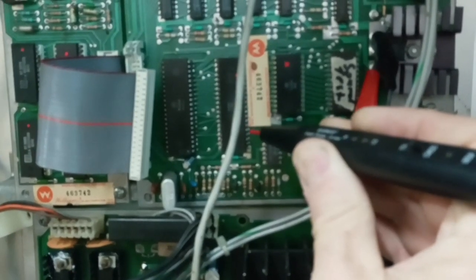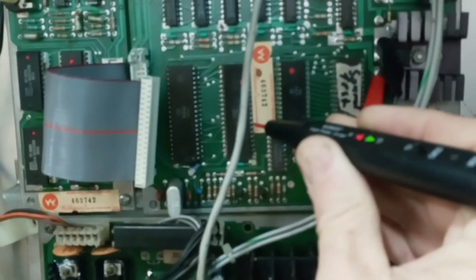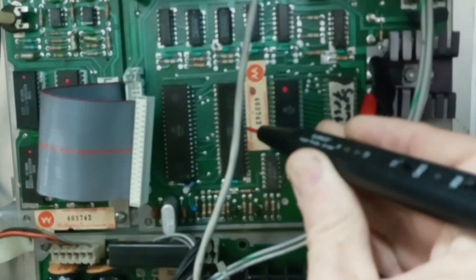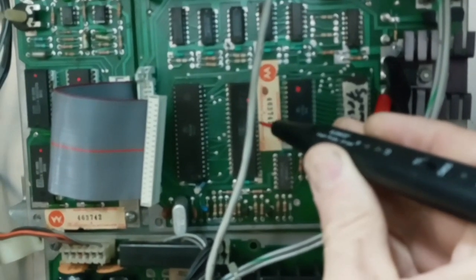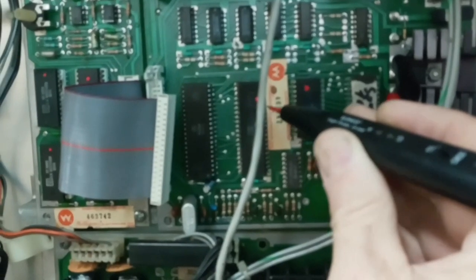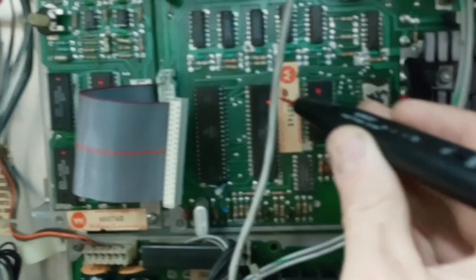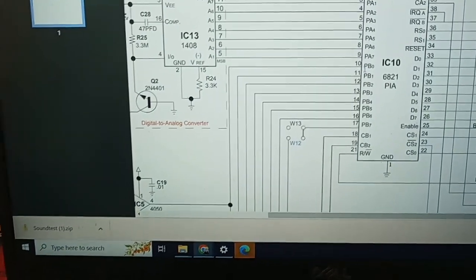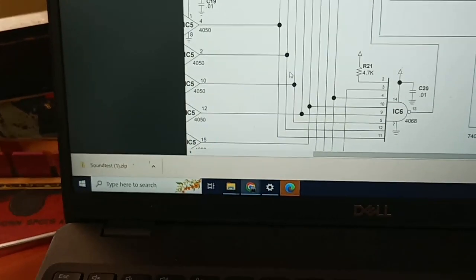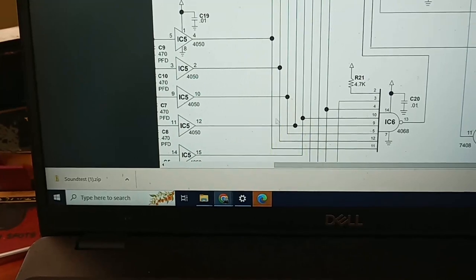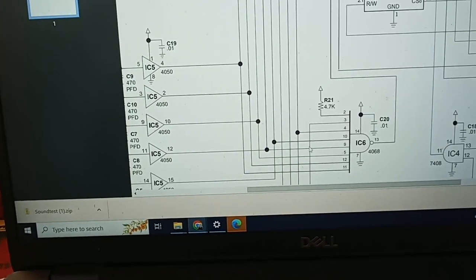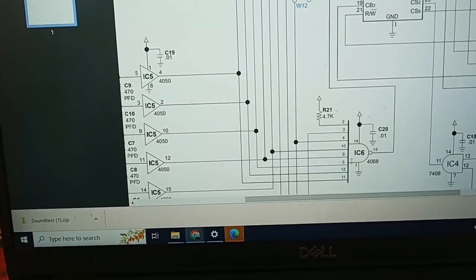Three, four, 5, 6, 7, 8, 9, 10. So 11's just blinking high, no low. 12, 13. So they're all good except for 11. Unfortunately, if you look at 11, it comes out, comes down, and interfaces with both IC5 and IC6. So that signal not being right could be one of three chips. Hard to know which one.